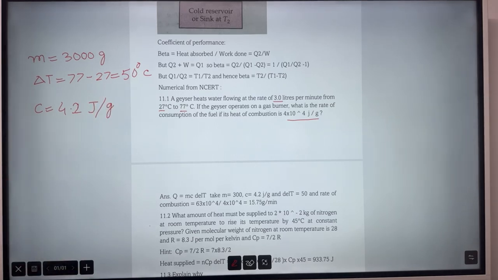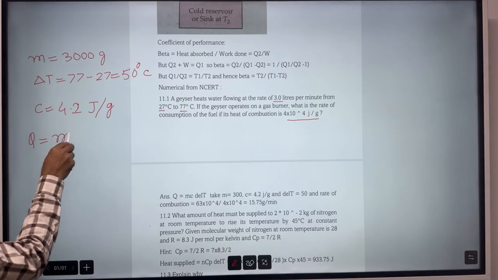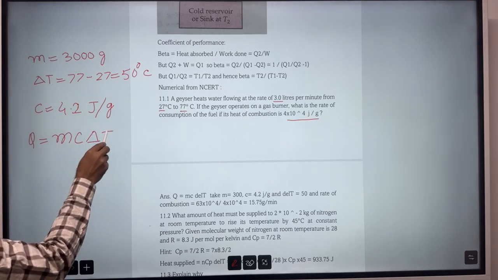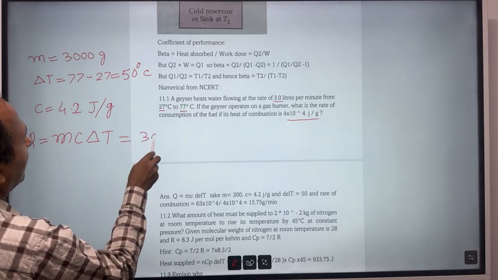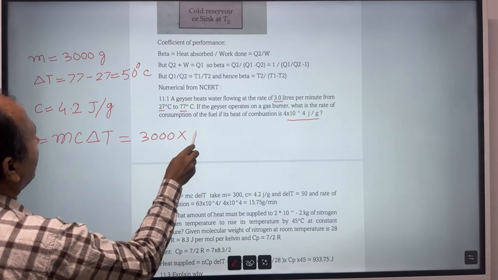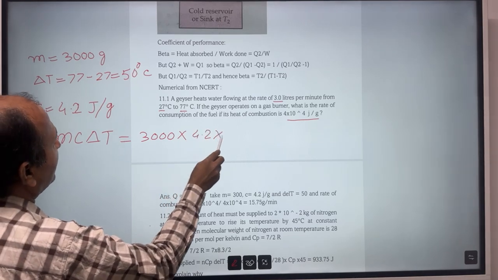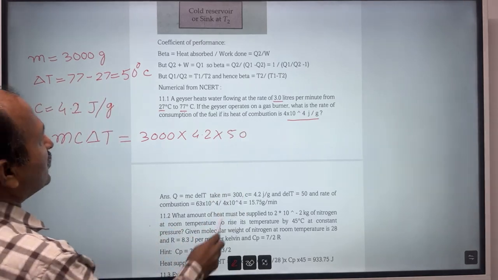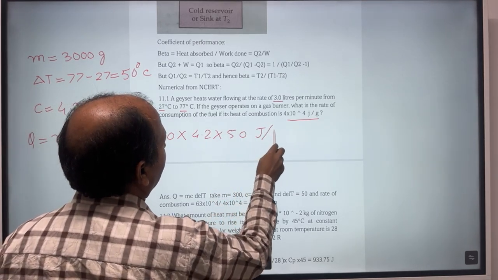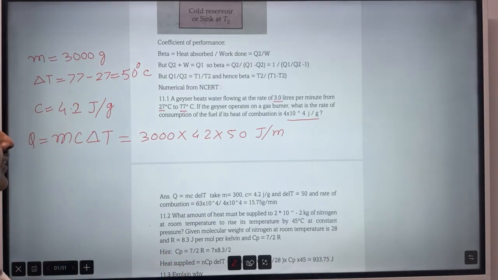Now we have sufficient information, so we can write the formula for Q equal to MC delta T, right? So if we put the values, M is 3000 into specific heat is 4.2 into temperature change, that is 50. So this much joule per minute, right? Now we have to find out what is fuel consumption.